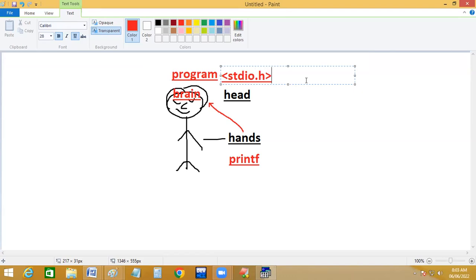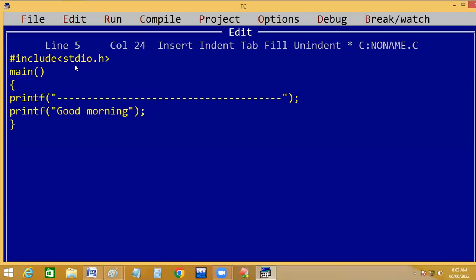Where the head is in our body? At the top or not? Now tell me where this line also in program, stdio.h, top or not? That's why that line is called header file. Logic understood? Why that line is called header file? Because it is just like our head at the top or not. And this header file contains the program to operate what? Printf.